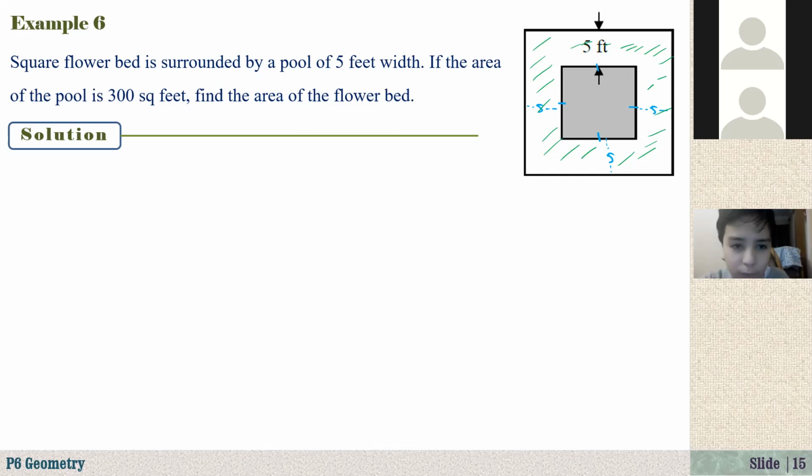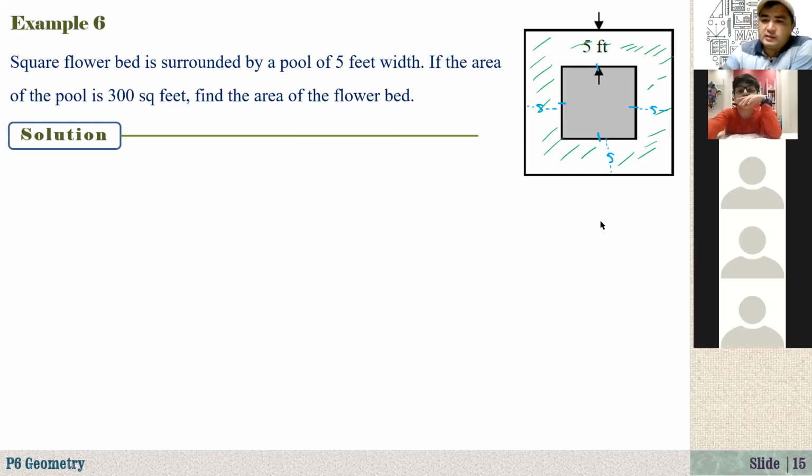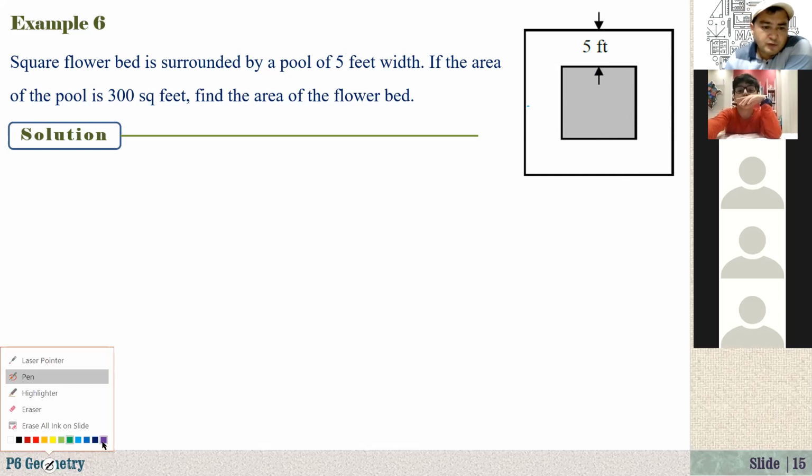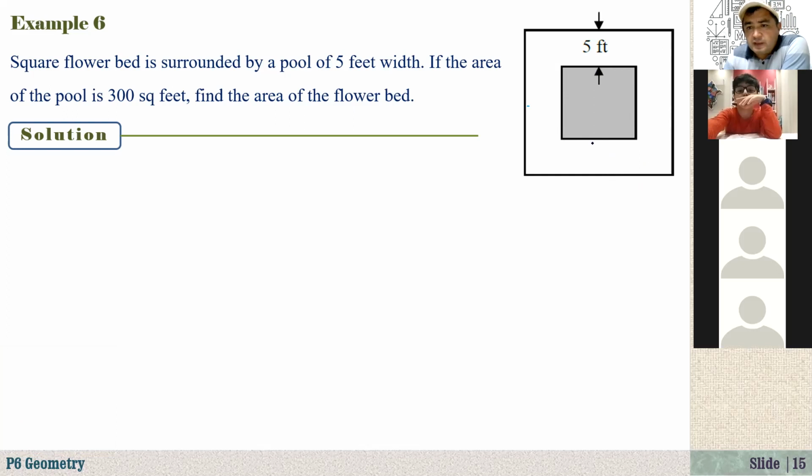Okay, guys, let's do it together. Actually, I have more questions to practice. Later, I will ask you. So you understand the problem, I hope. The width is uniform, it is 5 feet. Let me use purple. From here, I just cut from here until here. And also from here, I cut this and here.